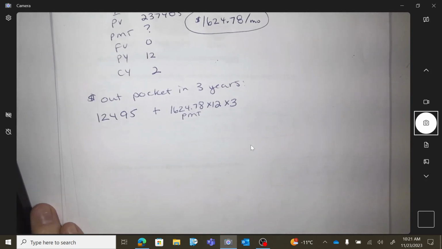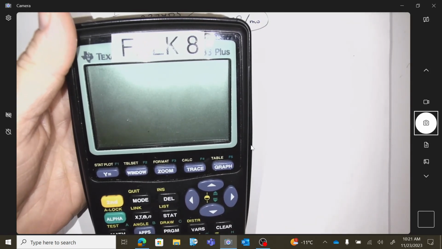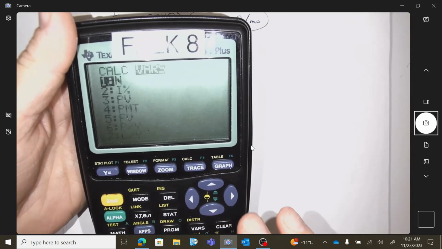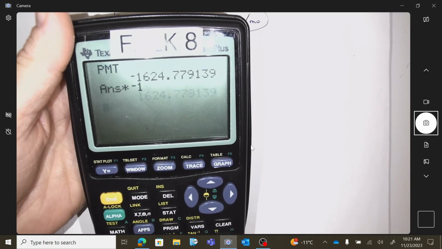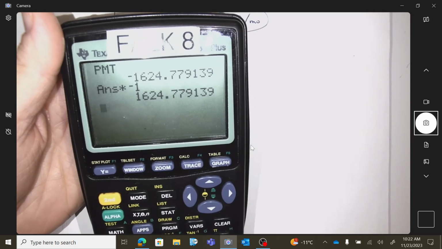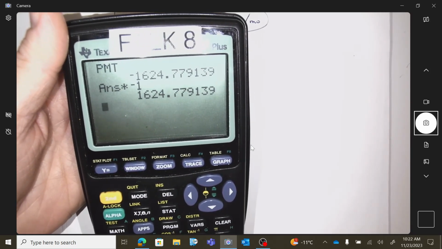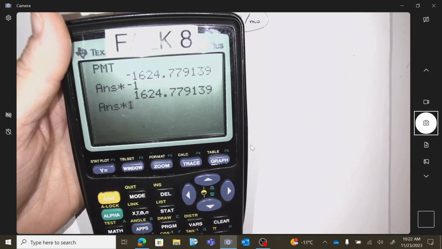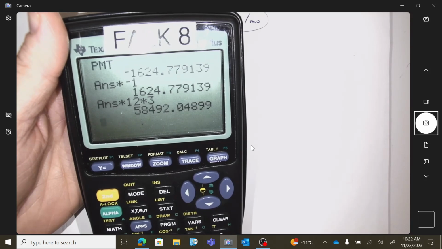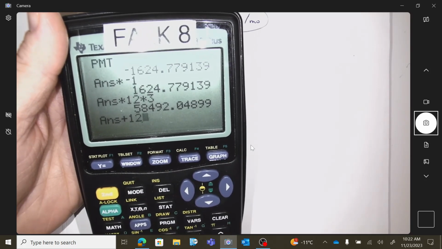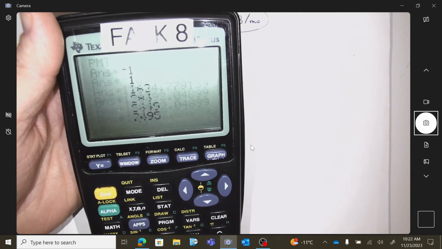Okay, so get out of your app, go to your home screen. Give me apps, finance, VARS, payment. If you like, you can times it by -1 and it's on your screen. So that times every month for 3 years. Plus your down payment.